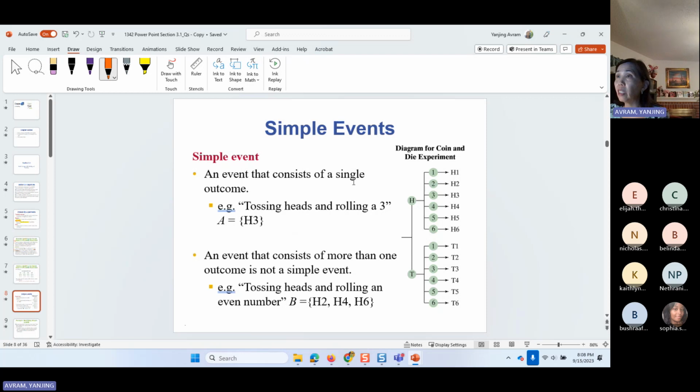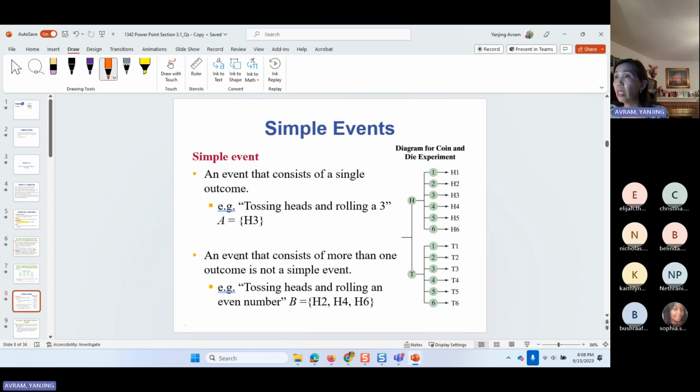An event that consists of a single outcome is called a simple event, right? So only one outcome is a simple event. If the outcome has more than one, it's not a simple event. So tossing a head and rolling a 3, you only have one outcome. So that is a simple event.